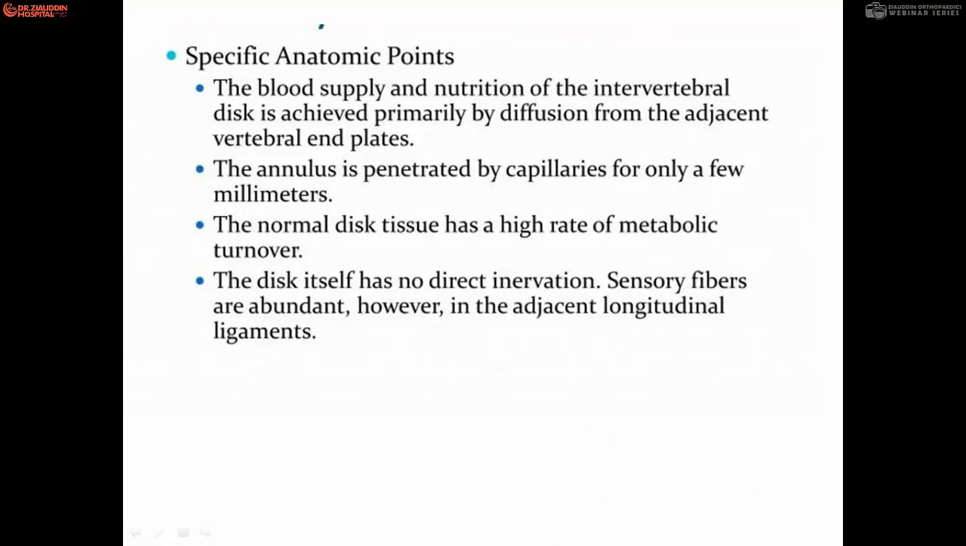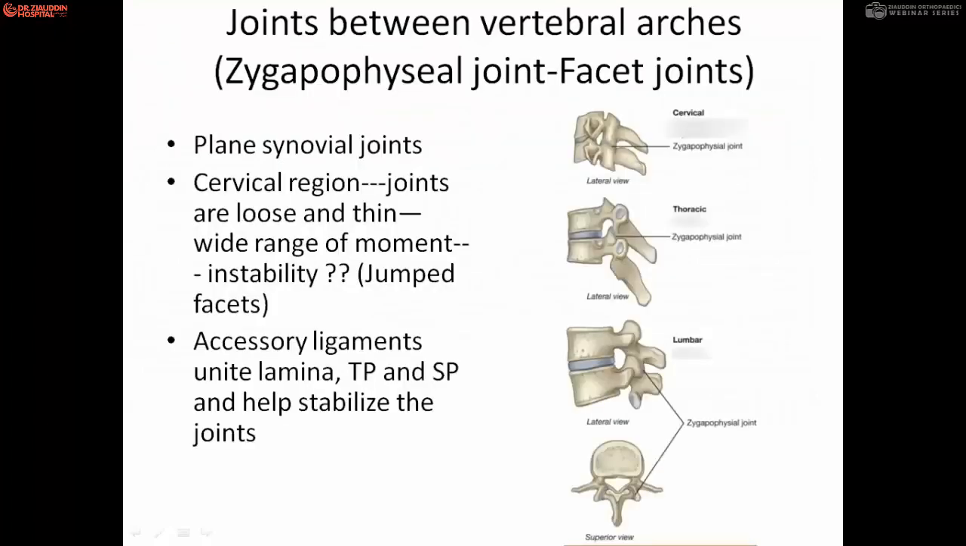The blood supply and nutrition of the intervertebral disc is achieved primarily by diffusion from the adjacent vertebral end plates, because the discs are avascular. The annulus is penetrated by capillaries for only a few millimeters, and the normal disc tissue has a high rate of metabolic turnover. The disc itself has no direct innervation, but the sensory fibers are abundant in the adjacent longitudinal ligaments, ALL and PLL.